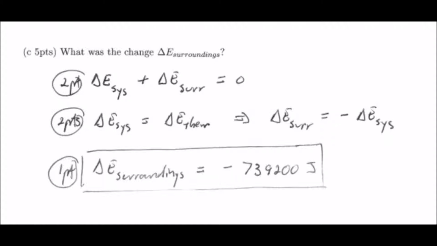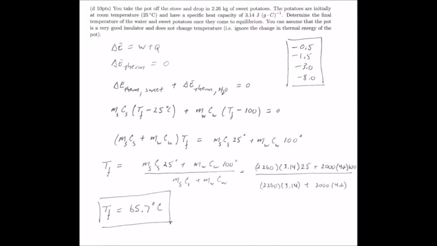The last portion of this problem was by far the most challenging because it gave a twist to the scenario that had been set up already. The pot was taken off the stove and 2.26 kilograms of sweet potatoes were dropped in it. The potatoes had an initial room temperature of 25 degrees Celsius, and the specific heat capacity of the potatoes was given as 3.14 joules times grams to the negative 1 times C to the negative 1.